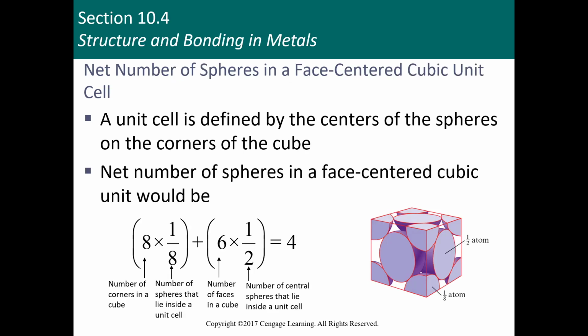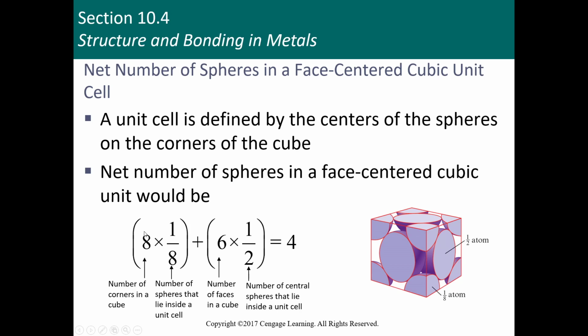So the net number of spheres in a face-centered cubic unit, which is of course a unit cell. A unit cell is going to be defined by the centers of the spheres on the corners of the cube. The corners or vertices always define the cube. And so the corners all have an atom, and of each of those, there's only an eighth of that atom that will be inside of the cube. And so there are 8 1/8 atoms in this cube.